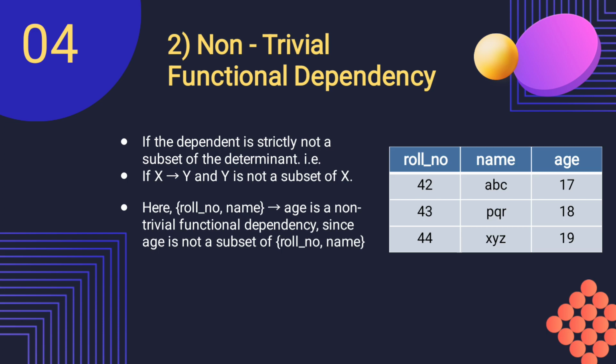Consider the same student table. Now let us take another functional dependency: roll number and name determines age. We can determine age using roll number and name, so it is a valid functional dependency. Now if we observe, the dependent, age, is not a subset of the determinant, roll number and name. That is, the dependent attribute is not present in the determinant attribute set. This kind of dependency is non-trivial dependency. We are finding something that we don't already know.